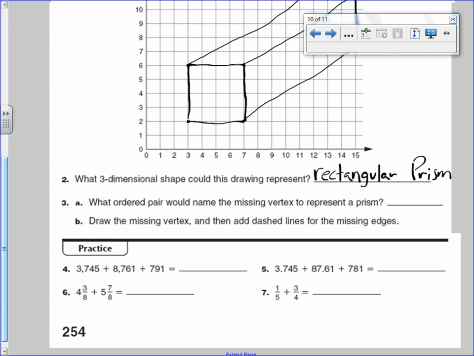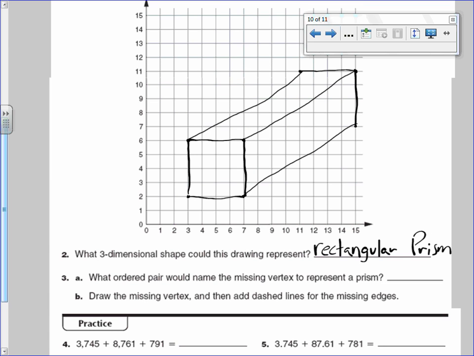What ordered pair would name this missing vertex to represent a prism? So there's a missing pair. They didn't tell us to plot it. We need to find out where we should plot a point. What point should we plot so that if we connected those lines, we'd get a three-dimensional shape? Okay, so I know that I'm missing a shape somewhere on the right end of this shape. I have the three-dimensional here on the left. I need to make a three-dimensional on the right. Looking at that, I see this dot right here. That's the bottom of the rectangular prism. So I'm guessing it's on that line, that 7 line, where I need to plot it.